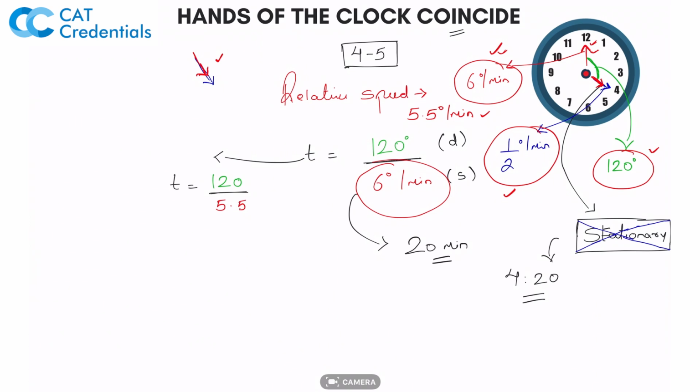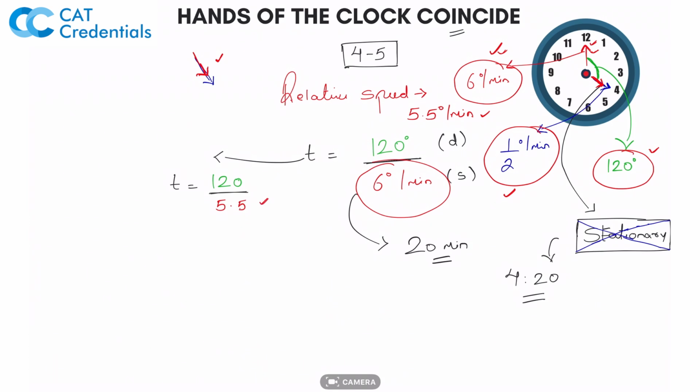When I am thinking of the minute hand chasing the hour hand, the concept is just simple. The minute hand has to chase the hour hand and catch it, such that it will overlap over that. So in that respect, the relative speed is 5.5 degrees per minute.